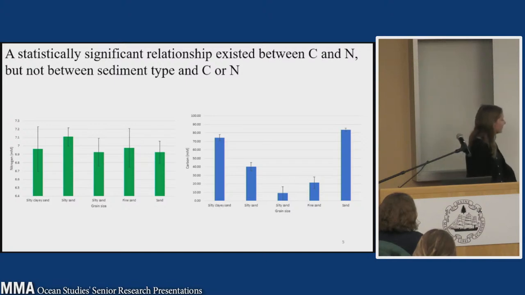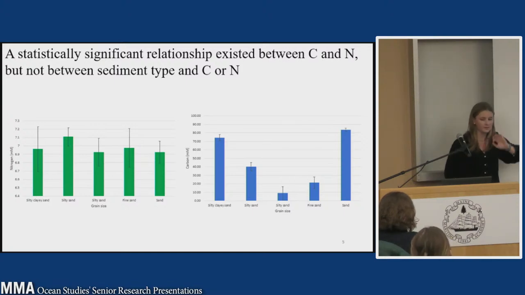On the green graph here is my nitrogen contents in millimolar units. The smallest grain sizes are on the left side and the largest are on the other side. The blue graph is carbon, also in millimolar. They look pretty similar, but they're not, because for the nitrogen, the y-axis starts at 6.4 and ends at 7.3, but on the carbon graph, it goes from 0 to 100.